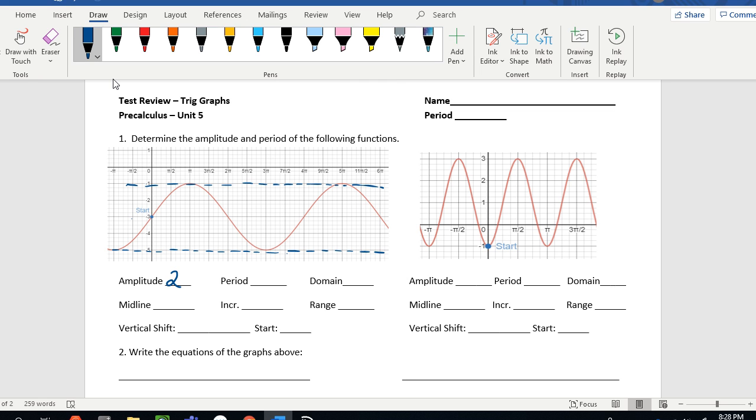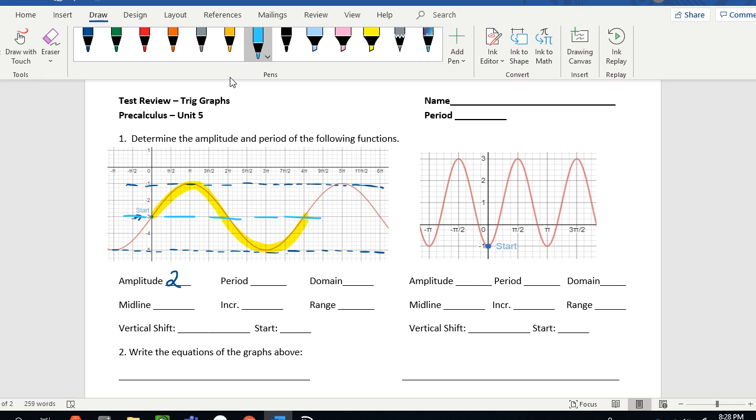Notice where the start is. It's right here. Now that's important that the start is right there because we have to figure out our period. So the period is how long it takes to go, and I'm going to use a highlighter for this, how long it takes to go up, down, and back to that midline again. Now, one thing I did not do was draw in the midline. The midline would be this line right here.